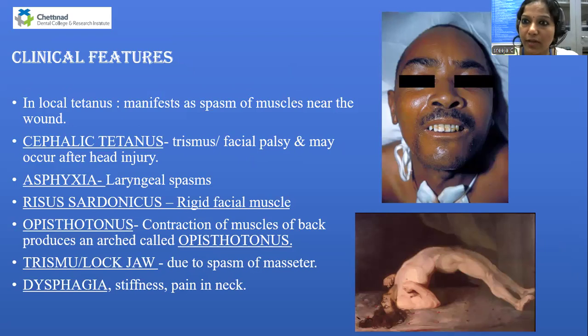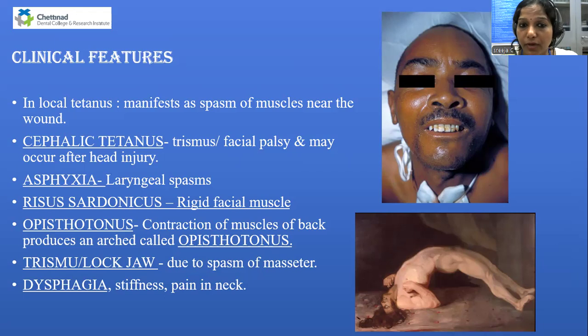C for cephalic tetanus, which means tetanus that occurs on the face. This usually occurs after head injury. Trismus and facial palsy are the most common features of cephalic tetanus. A for asphyxia. If the spasm extends to the larynx, there will be difficulty in breathing. This is called asphyxia.